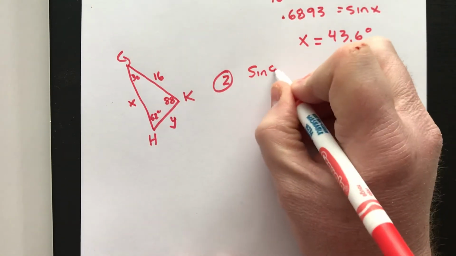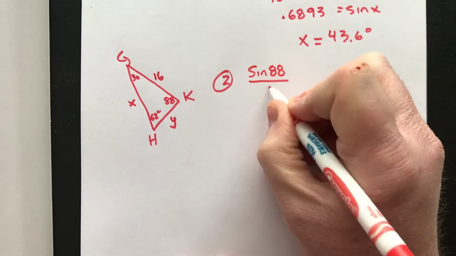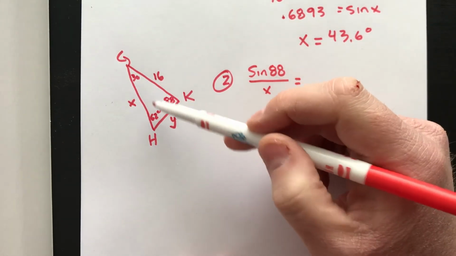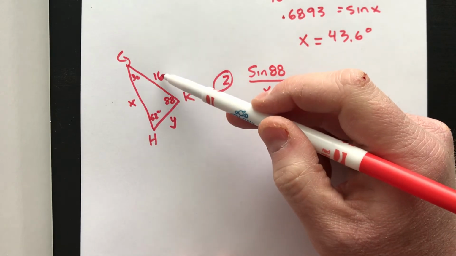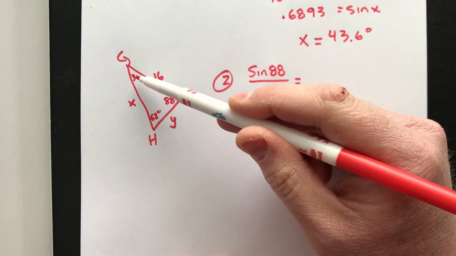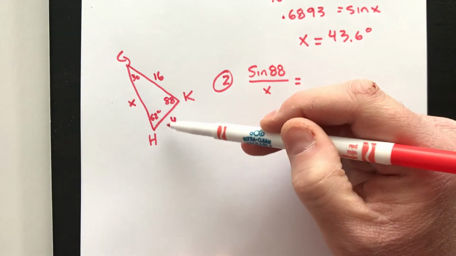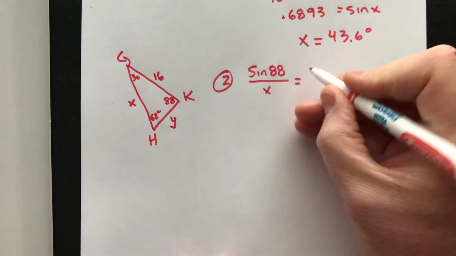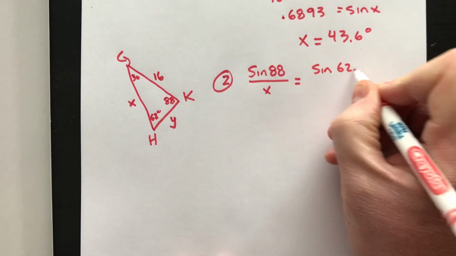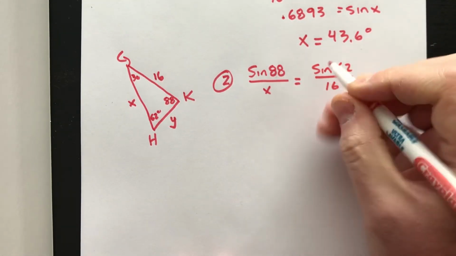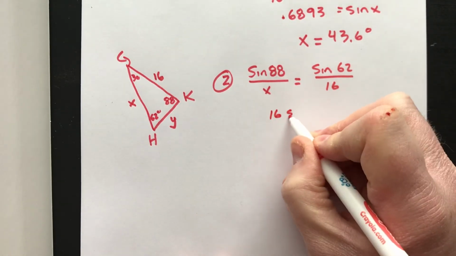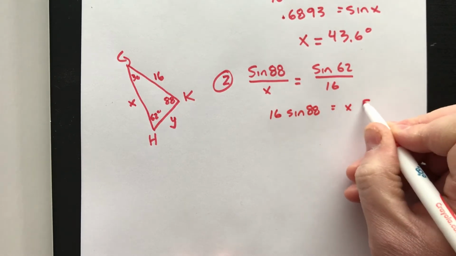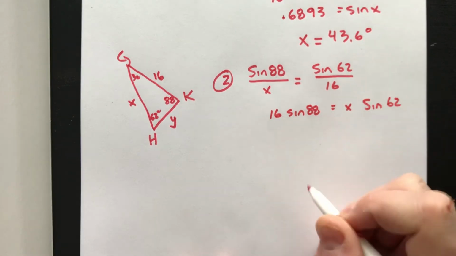So I know that we have to use sine of 88 over x is equal to, well, I need to choose 62 and 16, because if I try to use 30, I don't know what y is either, and that's a problem. So I'm going to choose 62 and 16. So the sine of 62 all over 16. Once again, we cross multiply. 16 times the sine of 88 is equal to x times the sine of 62.